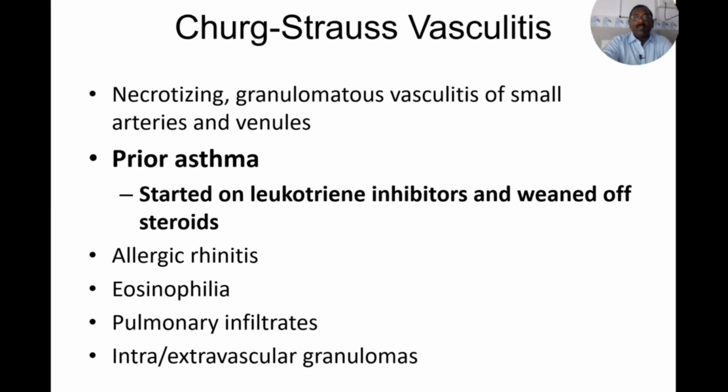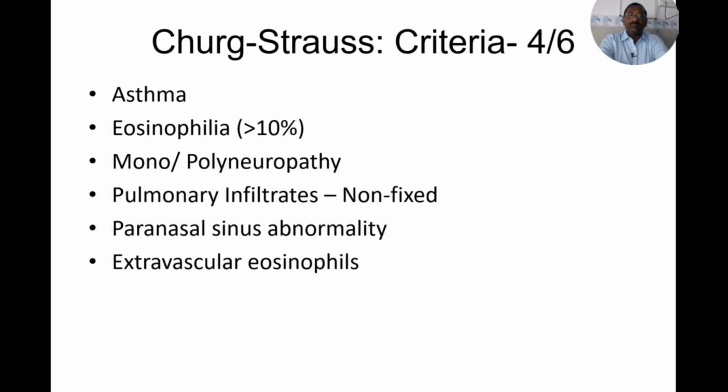Churg-Strauss vasculitis. It's a necrotizing granulomatous vasculitis of the small arteries and venules. Okay. Prior asthma, started on leukotriene inhibitors and weaned off the steroids. So mostly these people with Churg-Strauss vasculitis have a history of bronchial asthma. So allergic rhinitis, eosinophilia, pulmonary infiltrates, or intravascular or extravascular granulomas. Here the criteria is 4 out of the 6. So these are the 6 criteria I am giving you, and if 4 out of the 6 are positive, then your diagnosis is Churg-Strauss vasculitis.